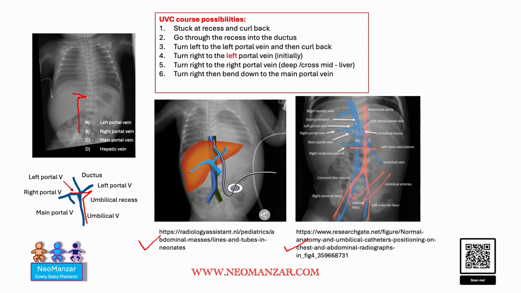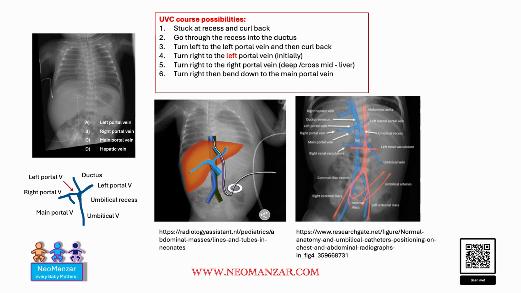So the trick is, remember, that whenever the catheter turns right, it's still a possibility that the catheter is in the left portal vein. If it is advanced further, then of course this catheter will go to the right portal vein. So again, if this catheter goes this way and then you see that way, that is right. So this is a possibility.